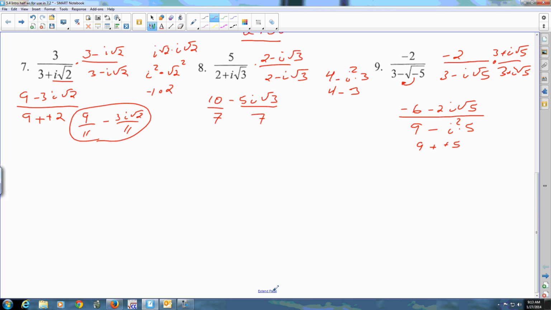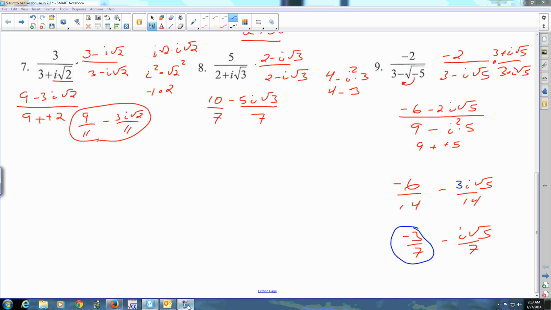So I'm going to extend the page down a little bit. So you have negative 6 over 14 minus 2i square root of 5 over 14. That reduces, so it would be negative 3/7 minus i square root of 5 over 7. Okay? Just to give you an example, if this was something that doesn't reduce with the 14, it doesn't matter. Then this wouldn't reduce, but this one would, and that's okay. They both don't have to reduce. Okay? I believe that's it. Thanks for your patience.